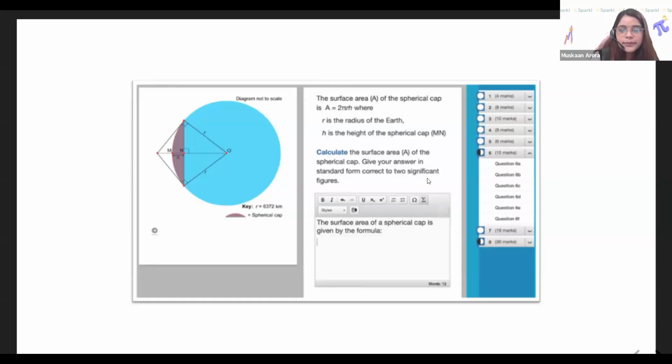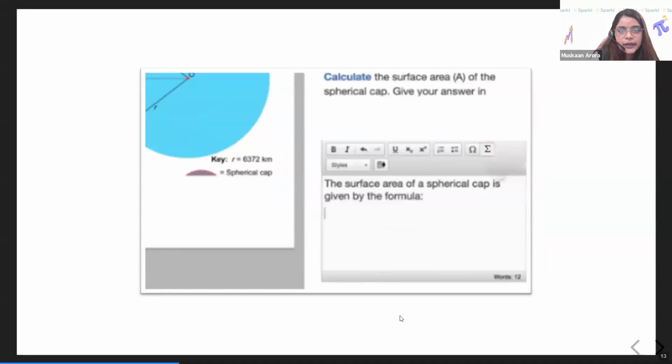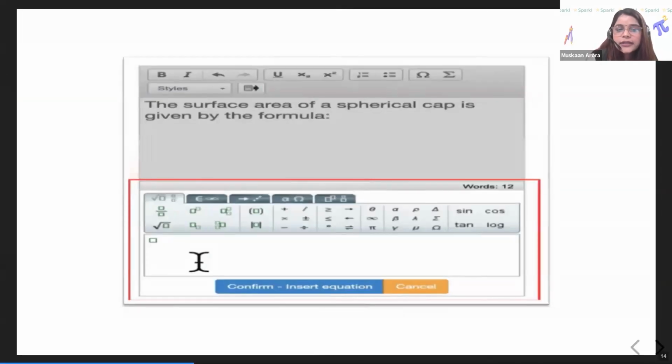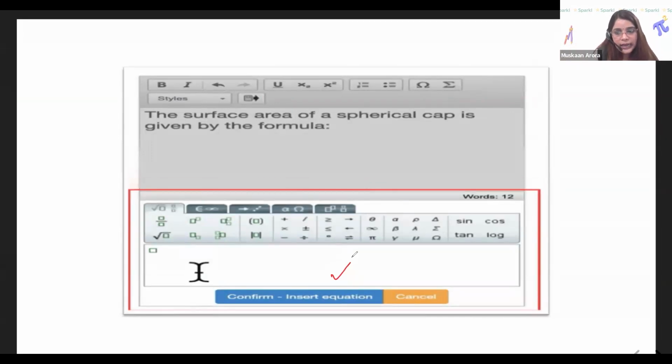It opens up an equation editor. That is what we call it. And it looks like this, right? It has all the different symbols. You have different options across the categories of symbols. You can type in your math, and then you have this option, confirm, insert equation. This is important, right? This is how you put this into your main answering area. Once you're done with that, okay, next question.